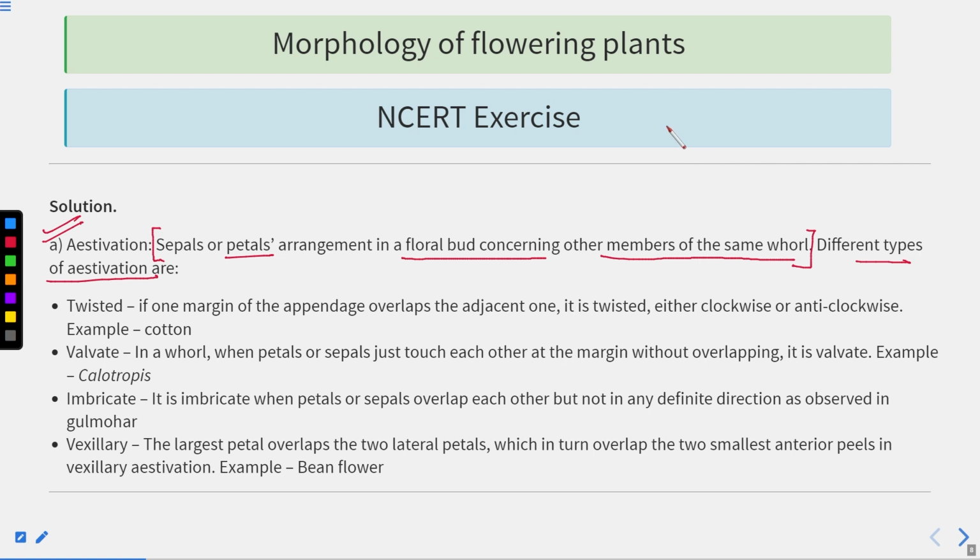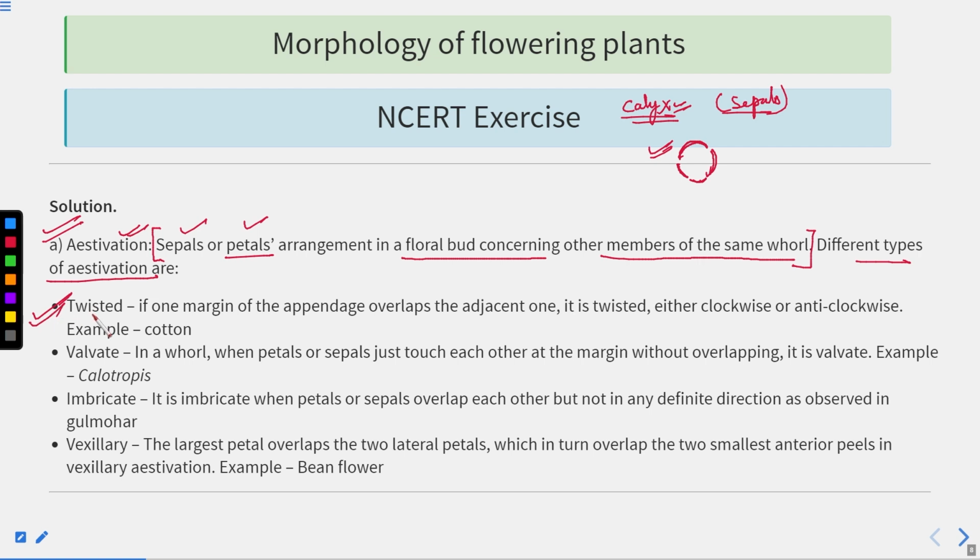Sepals are not single, they have several members, and the group of sepals is called the calyx. How they are arranged on the bud, their arrangement, that is called estivation. Whether sepals or petals, we will see. There are different types of estivation.